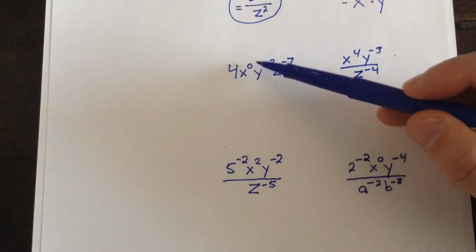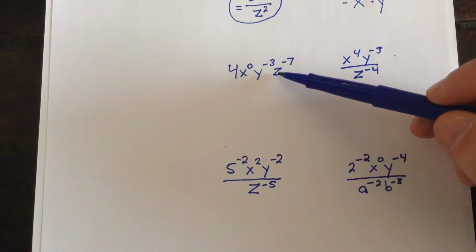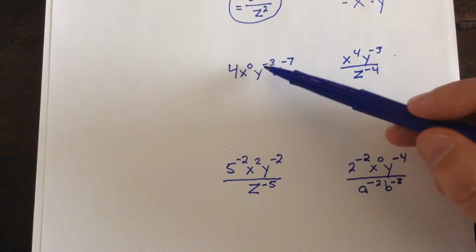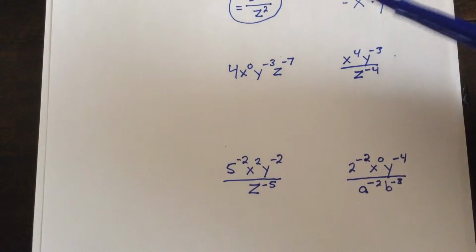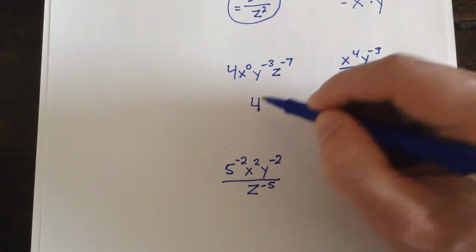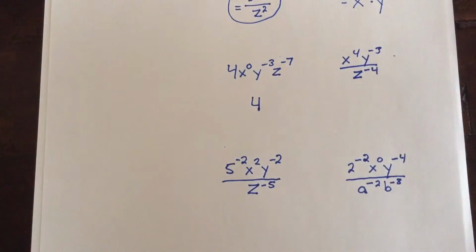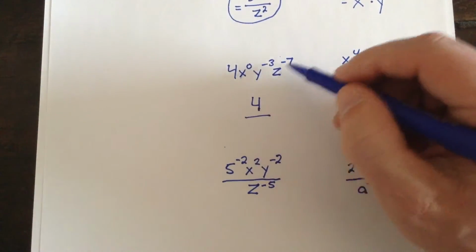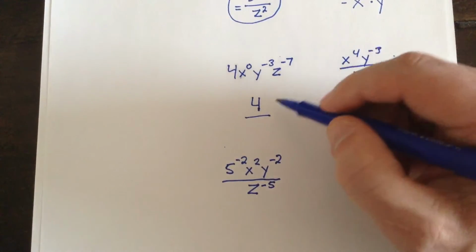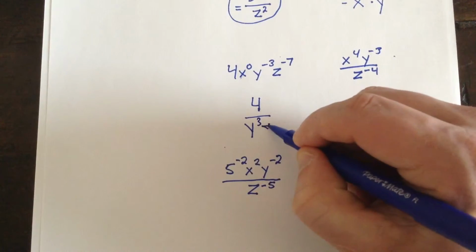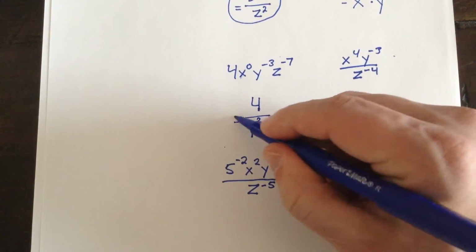I got 4x to the 0, y to the negative 3rd, and z to the negative 7th. Alright, so I'm going to have to change that, and do something with the x to the 0. Alright, so 4 doesn't change, so that'll stay up top. Alright, x to the 0 is 1, so if I do 4 times 1, that's not going to change anything, so that's gone. Alright, and y to the negative 3rd and z to the negative 7th are in the numerator, so I'm going to put them in the denominator. And then that problem's all done.